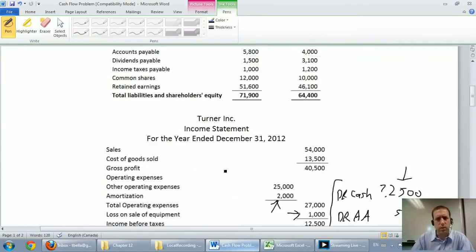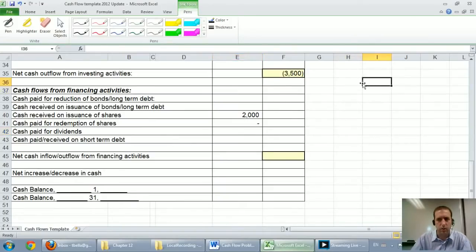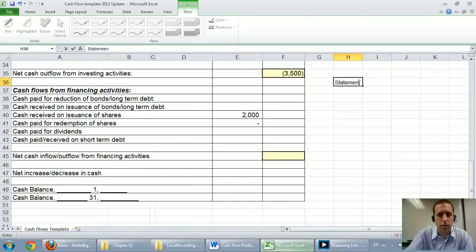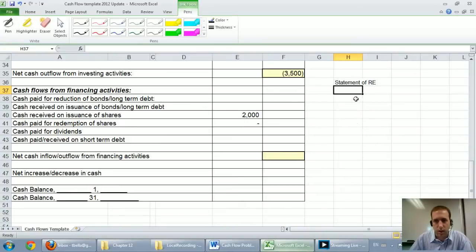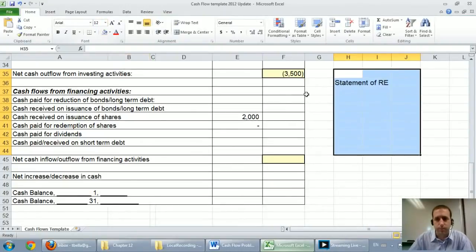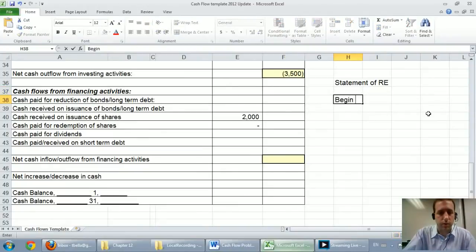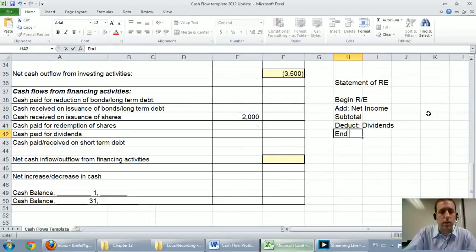And so what you need to do is prepare your own statement of retained earnings to figure out this amount. I'll quickly do it here in Excel. We'll do a quick statement of retained earnings for this company just on the side. Let me make my fonts a little bigger here. So our statement of retained earnings, remember what it tracks, and this is very rough. It tracks your beginning retained earnings. You add net income, you subtotal, you deduct dividends, and you get your ending retained earnings.